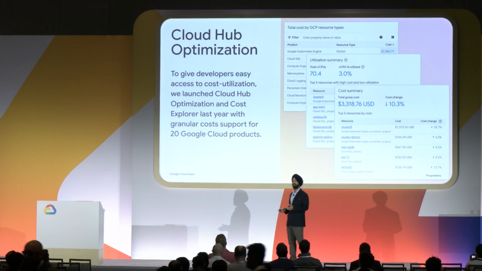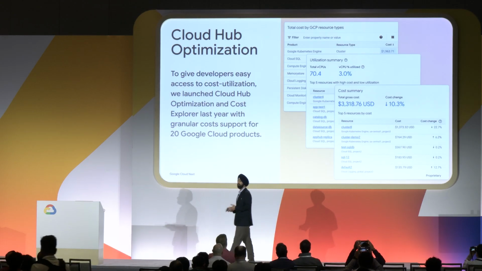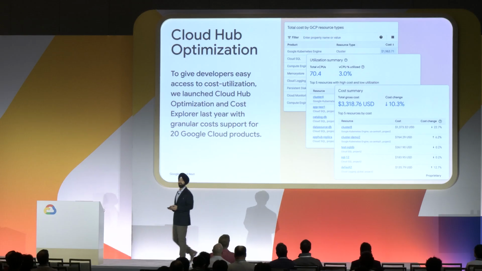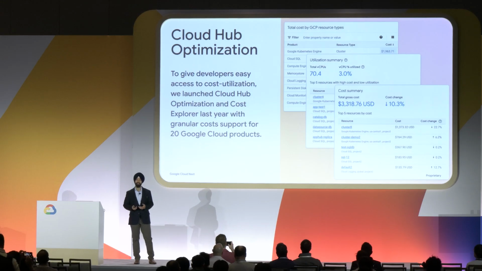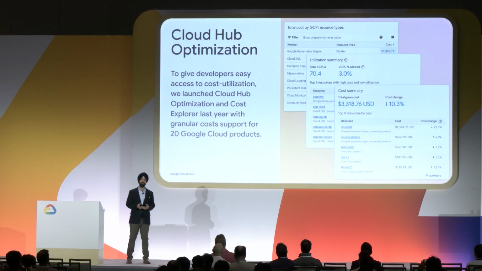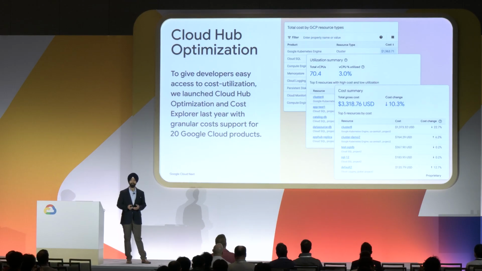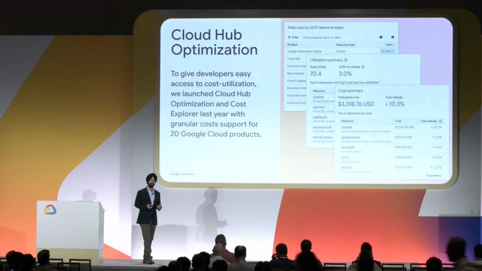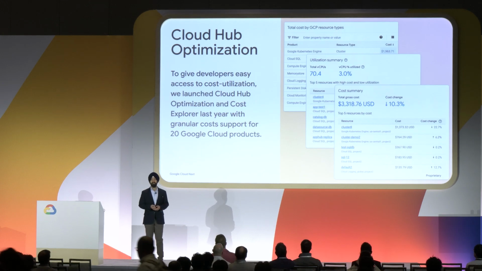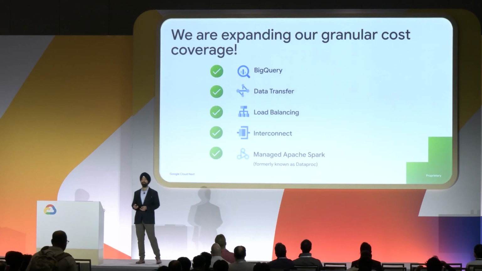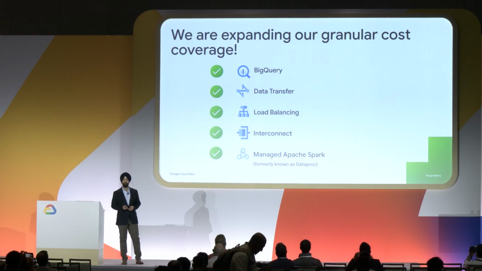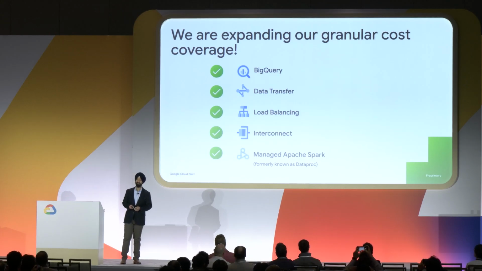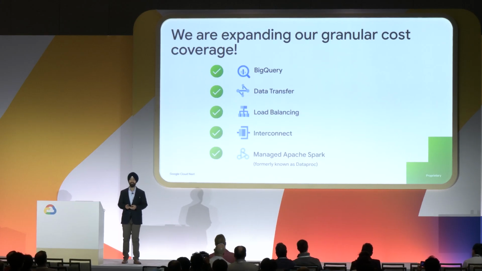Last year, when we were at Next, we announced Cloud Hub Optimize. This was the portal for developers to come see an executive summary of their costs and what's expensive and what's underutilized. So it answers those questions readily for you so that you don't have to spend time fidgeting with the data. And it also gives you a quick sense of what has changed over the last week. We're excited to announce 5 additional products to this Cloud Hub Optimize dashboard today: BigQuery, data transfer, load balancing, interconnect, and managed Apache Spark, previously known as Dataproc.